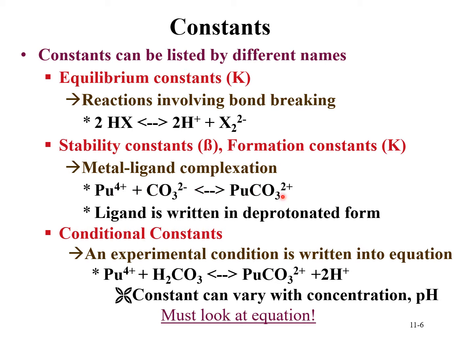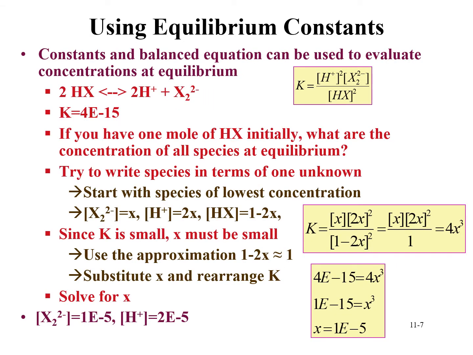This same reaction can be written as a conditional constant below here, where we have the plutonium 4 plus the protonated carbonic acid going to the plutonium carbonate plus protons. Now, if we have something like protons in here, we can imagine within this equation that this constant is going to vary with pH. Overall, if you use constants from the literature, you should evaluate what equations those constants relate to. Once we have a reaction, we can use this information to develop a complexation constant and either measure the complexation constant, or if the complexation constant is known, calculate equilibrium conditions.